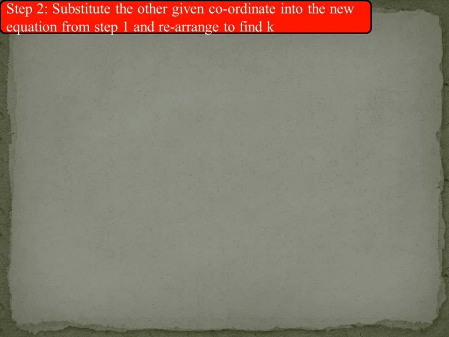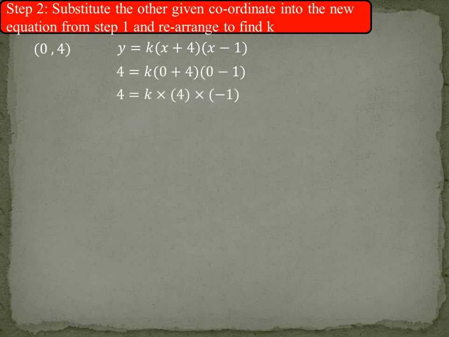You'll always be given that, so you substitute the other coordinate into the new equation and rearrange to find k. So we were given 0, 4, sub it in, and that allows you to rearrange and find k. You cannot sub in one of the roots, because when you sub it in, it's going to lead to 0, as your y value would be 0. So it doesn't allow you to find k, because you'll be multiplying by 0.